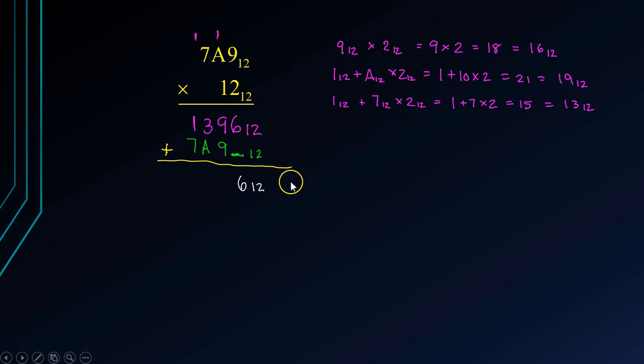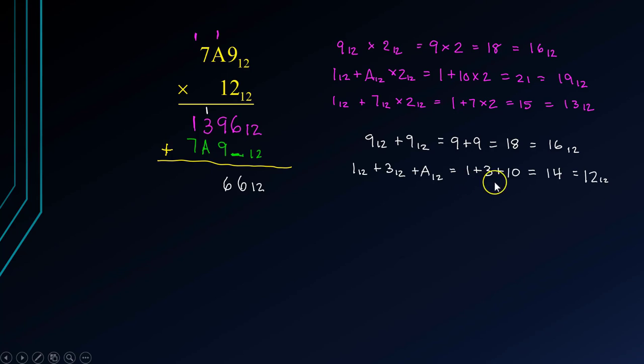6 plus nothing is going to be 6 base 12. 9 plus 9 gives me 18, which is going to be equal to a 16 in base 12. Carry the 1. 1 plus 3 plus A is going to be the same thing as 1 plus 3 plus 10 in base 10, which gives me 14, which equals 12 in base 12. So write the 2, carry the 1. And 1 plus 1 plus 7 is 9 in base 12. And since that's below the base, there's no conversion. So the answer becomes 9266 base 12.